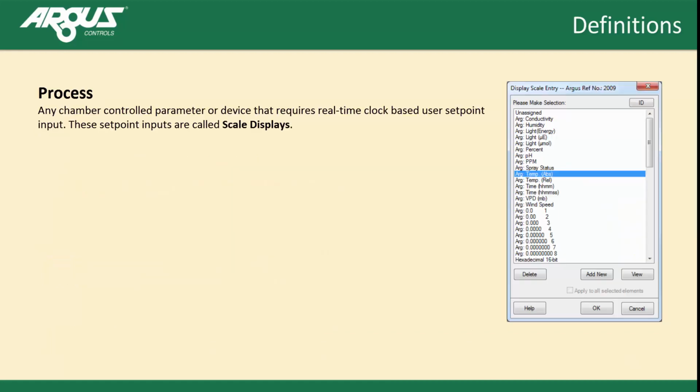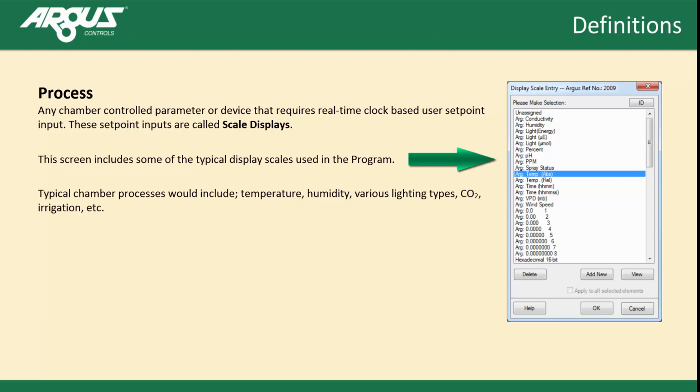A process is any chamber-controlled parameter or device that requires real-time, clock-based user setpoint input. These setpoint inputs are called scale displays. This screenshot includes some of the typical display scales used in the program. Typical chamber processes would include temperature, humidity, various lighting types, CO2, irrigation, and so on. Up to 18 of these processes can be configured for any given chamber.